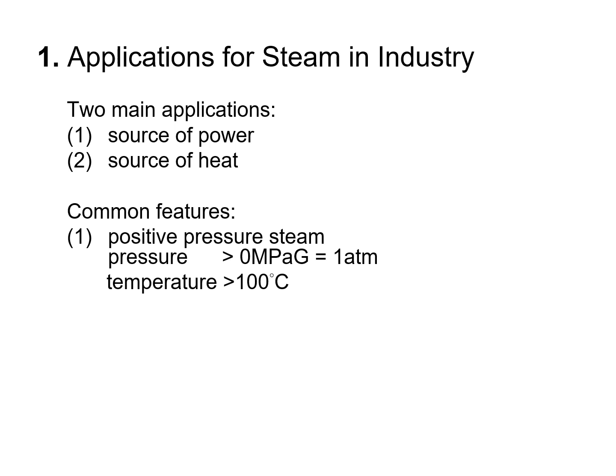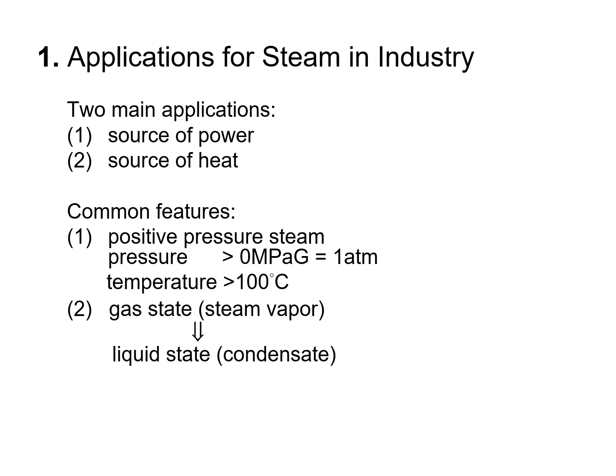In simple terms, it's supplied to equipment at pressures higher than 1 atm, equivalent to 1 atmospheric pressure, and temperatures above 100 degrees Celsius. Secondly, steam transfers heat to the product, raising its temperature. Afterward, it becomes a liquid called condensate.